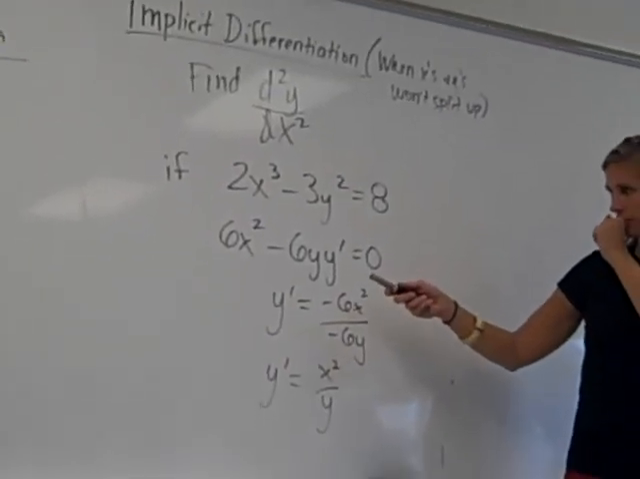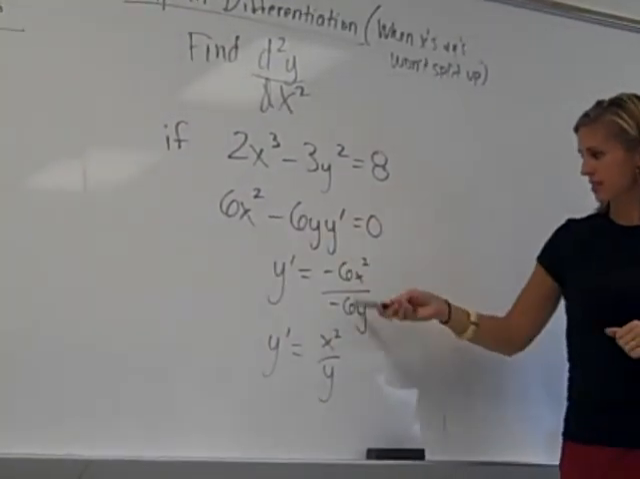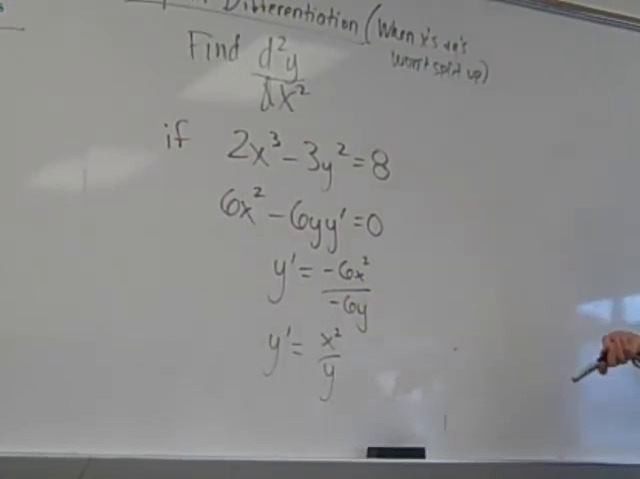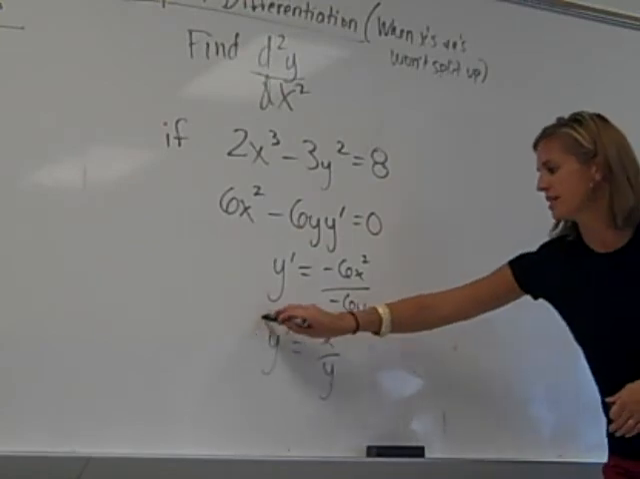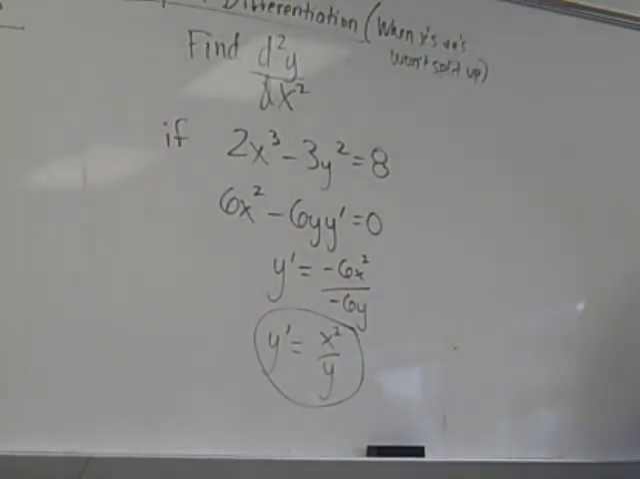I think bring the 6x over, my 6's cancel, or 6x squared over, the negatives and the 6's cancel. Just for sake of time, I'm going to keep going. I can tell a couple of pieces aren't quite ready, but trust me that you get to here when you take the first derivative, okay, that you get to there.